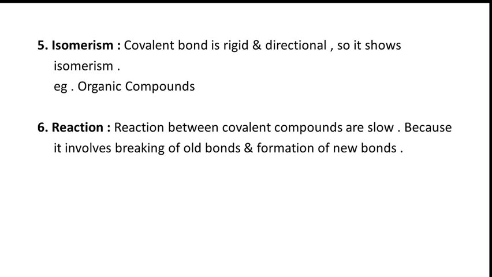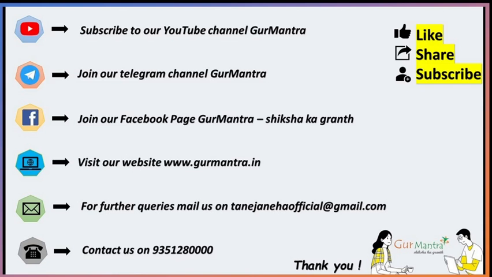Isomerism. Covalent bond is rigid and directional, so it shows isomerism. Isomers are defined as compounds which have the same chemical formula but different structures. For example, organic compounds such as C6H6 show isomerism. Next is reaction. Reactions between covalent compounds are comparatively slow because for the reaction there is a requirement to break the old bonds and form new bonds.